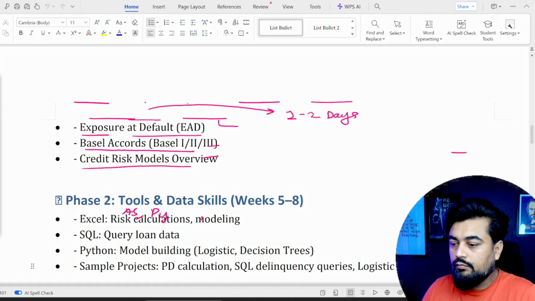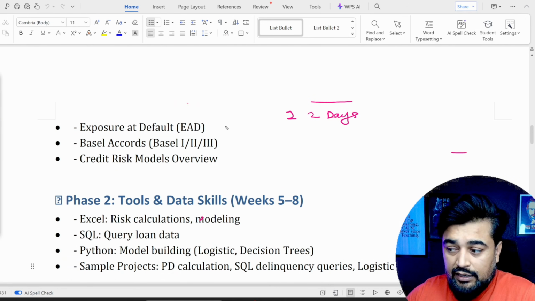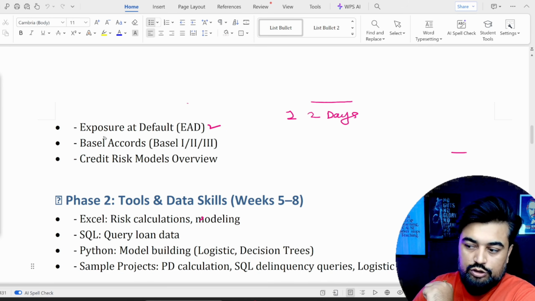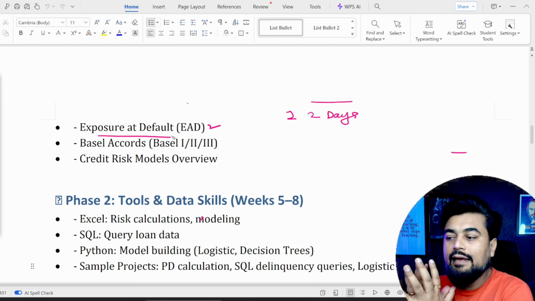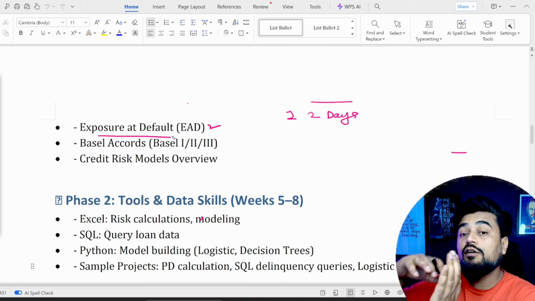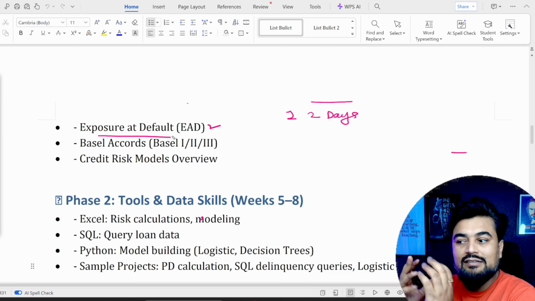Then the next thing is the EAD. So now using PD, LGD, EAD, you can calculate estimated loss. So you need to understand thoroughly how the calculation of PD works, how logistic regression needs to be applied. Then you will learn what is logistic regression. So that's why it's taking 2 to 4 weeks, like it's a month's time, right?